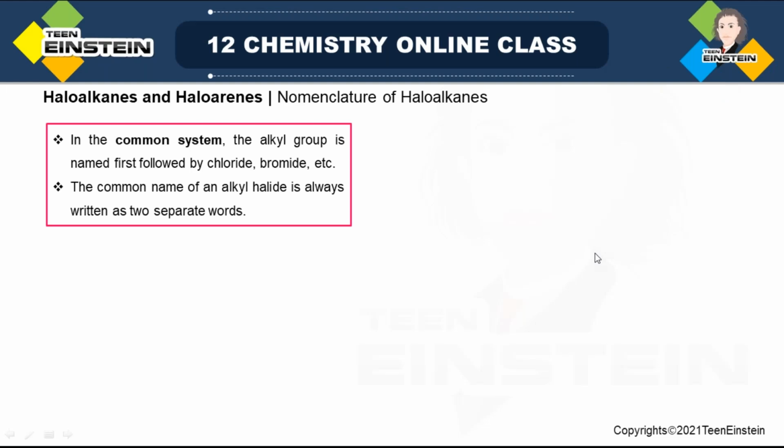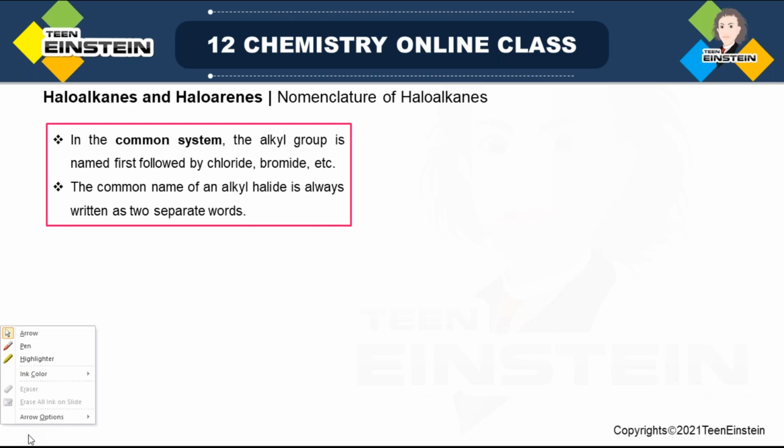Hello everyone. So we'll start with the nomenclature of haloalkanes, and then there will be some problems related to it. After that, the topics that we'll discuss are parameters related to the C-X bond, that is the carbon-halogen bond, and physical properties of this type of compounds, and if time permits, then also the preparation methods for haloalkanes.